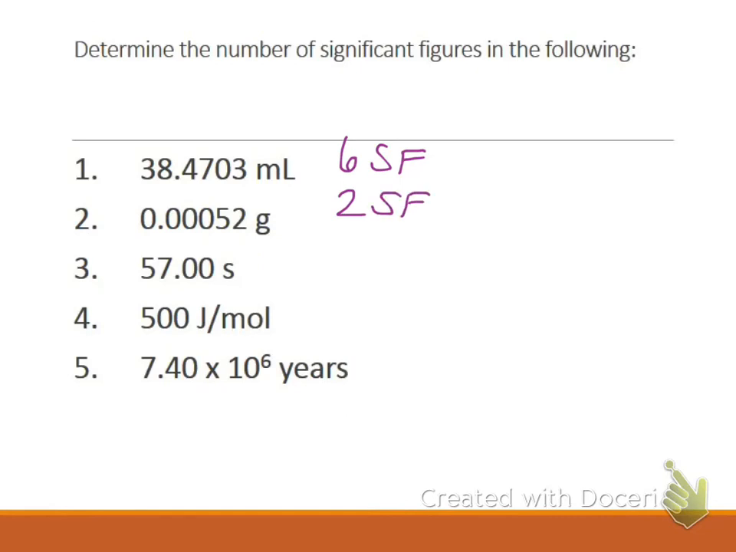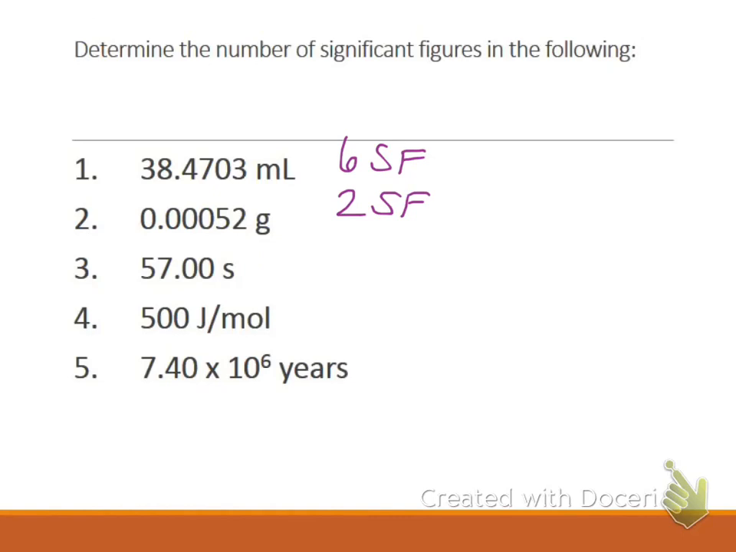Because we don't start counting until we get to the first real number, or non-zero. I thought SF was scale factor. I don't have a scale factor in here, so I'm using it for significant figures. In chemistry, if it's SF, they're usually talking about significant figures.